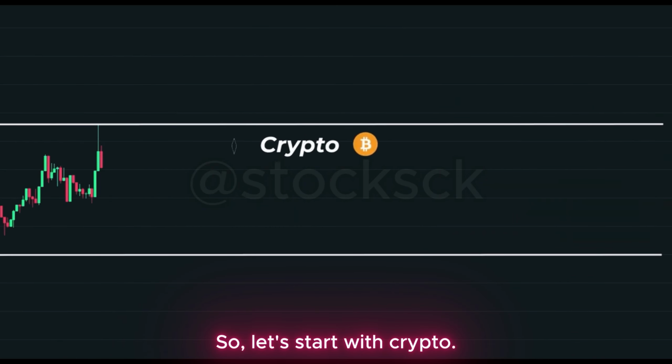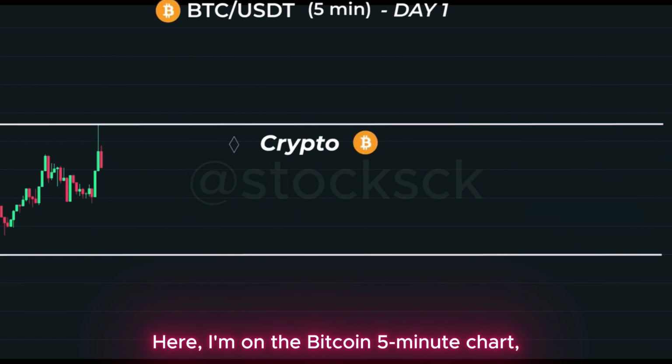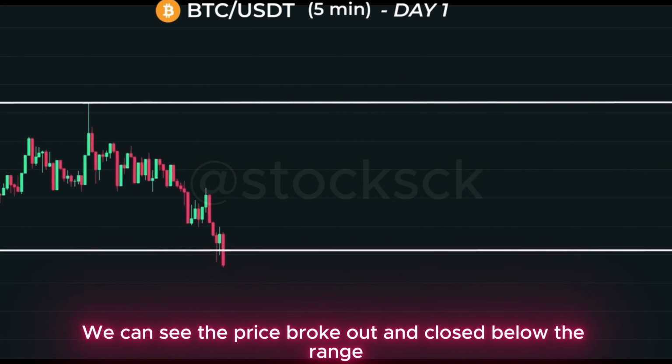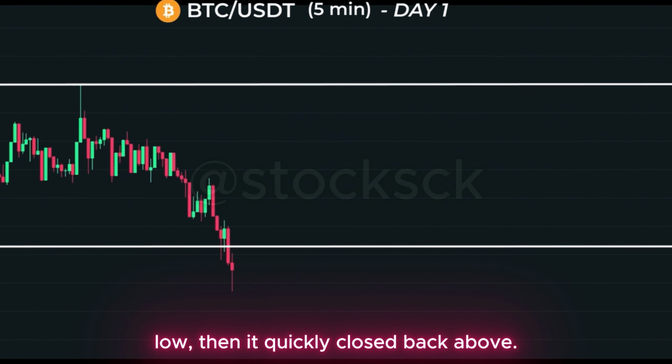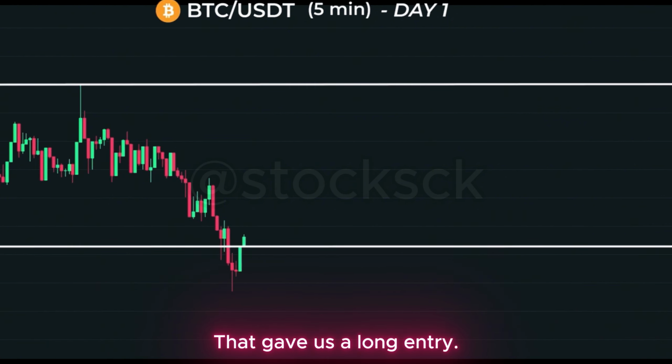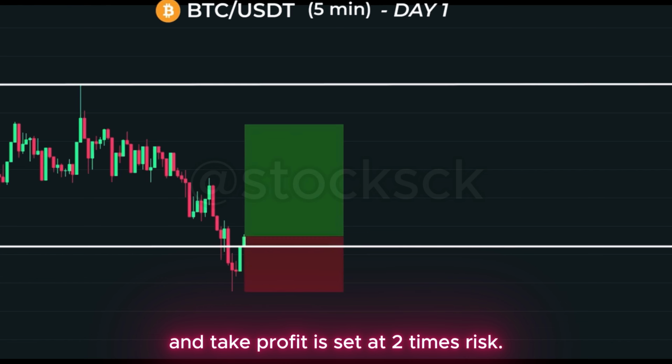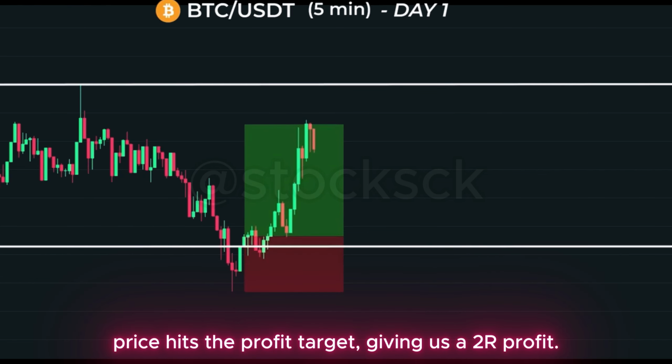So, let's start with crypto. Here, I'm on the Bitcoin 5-minute chart, and I already have the 4-hour range marked. Right here, we can see price broke out and closed below the range low. Then it quickly closed back above. That gave us a long entry. Stop loss goes at the low of the breakout, and take profit set at 2 times risk. And as you can see, price hits the profit target, giving us a 2R profit.